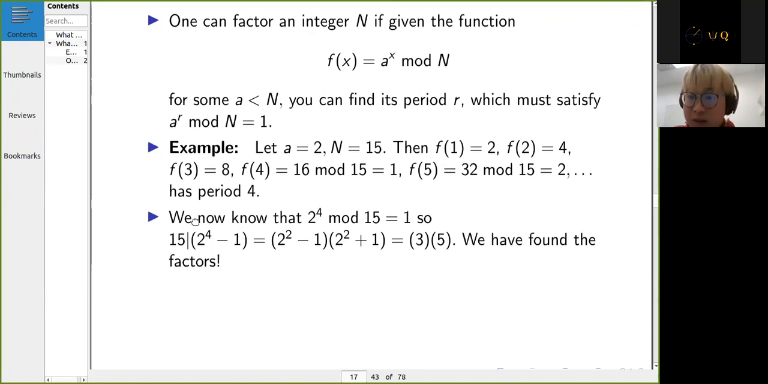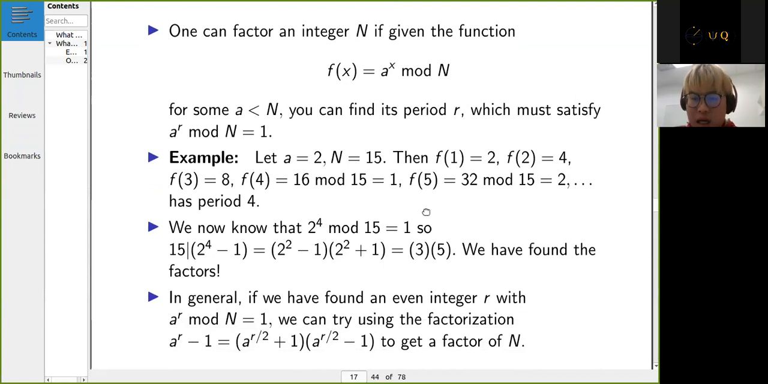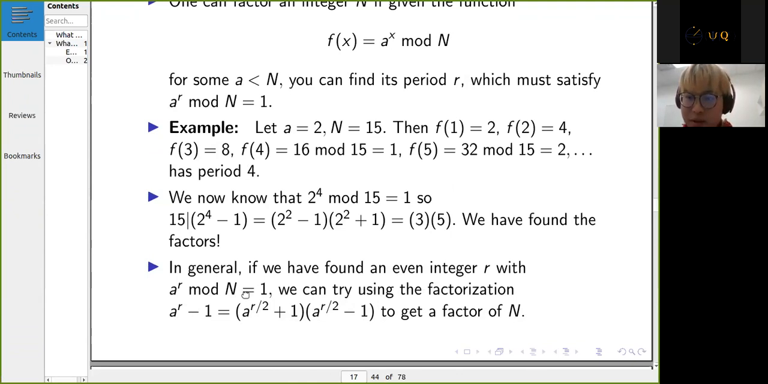But now we can factor this expression because it's a difference of squares. So it then factors into 2 to the 2 minus 1 times 2 to the 2 plus 1, which are exactly the factors of 15, 3 times 5. So therefore, if we can find the period of this function, and furthermore, the period is an even number, then once we have this difference of squares factorization, we can try to use it to factor this number n.